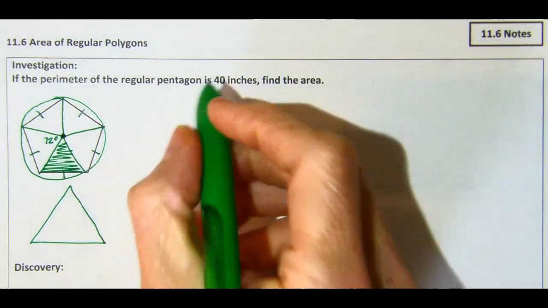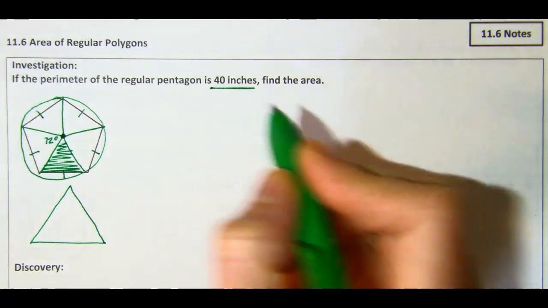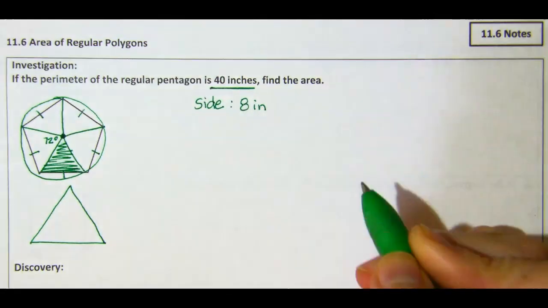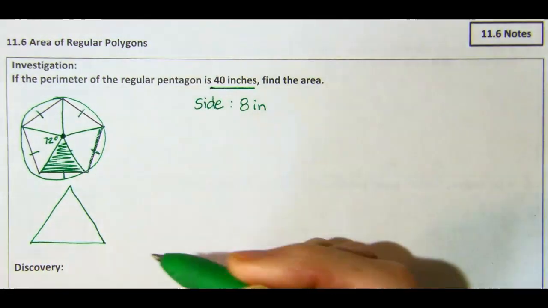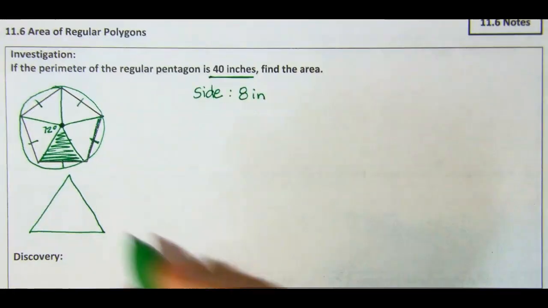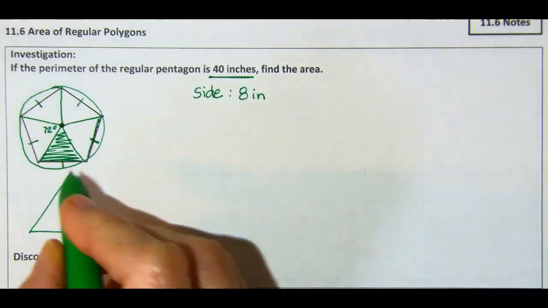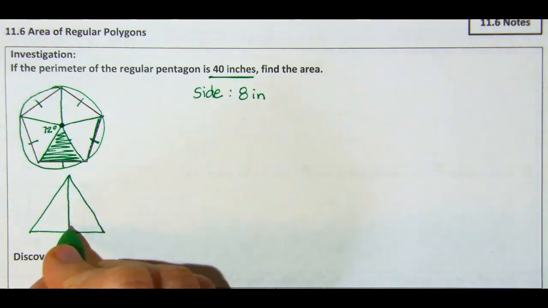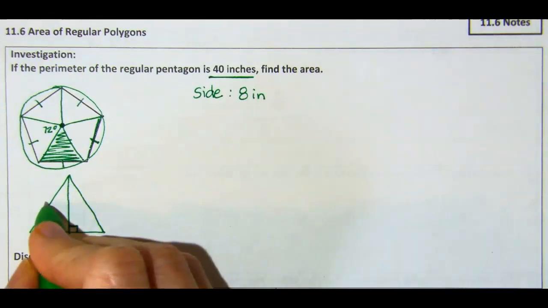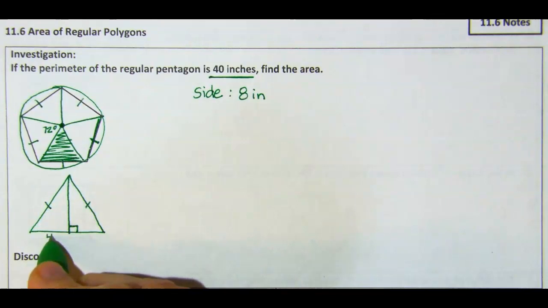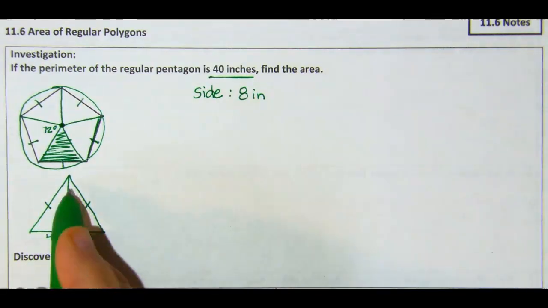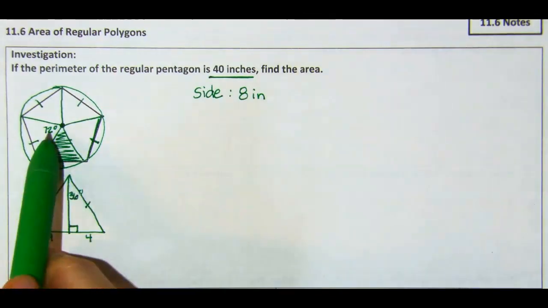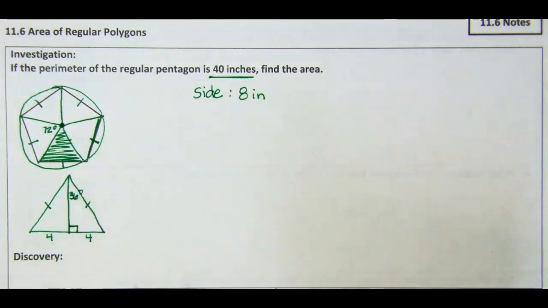So for example, if the perimeter is 40 inches, then that means the side is going to be 8 inches. So every time we have the tick mark there, that's 8 inches. Now, if we know that the bottom is 8 inches, and I drop an altitude from that, we know that's going to be perpendicular, and we know this is going to be 4 and 4 because it's going to bisect if that's the altitude. Now, it also bisects this angle here. So if this was 72 degrees, this is going to be 36 degrees.